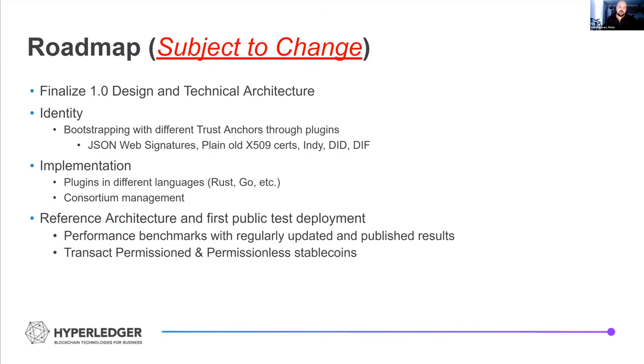And then the roadmap, which is very, very much subject to change. We intend to finalize the 1.0 design, and a recent development regarding this is that in January, we have a meeting scheduled with the Hyperledger Technical Steering Committee to actually start talking about gathering feedback about the architecture. And we intend to specifically target maintainers of the ledgers that we are intending on supporting in the initial round.